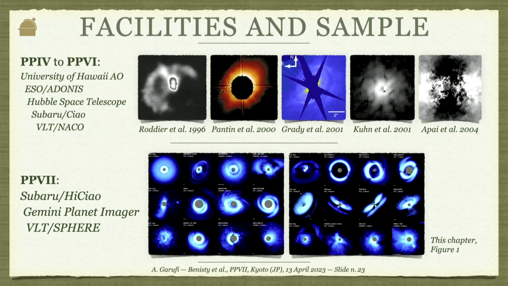Most of the nice images of disks in the near infrared that you have seen come actually from the ground, in particular from Subaru HiCIAO, from Gemini Planet Imager, and from SPHERE. These are the three telescopes that are equipped with the polarimeter and the adaptive optics. And this is again figure 1, where you can see clearly the improvement that we have achieved in the quality of the images.